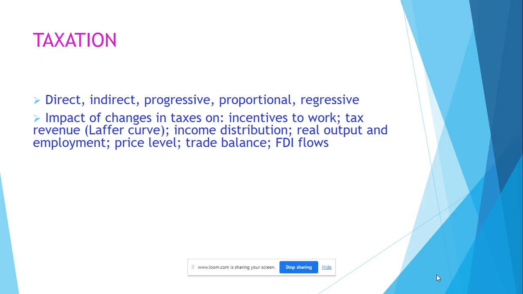And then taxes can be progressive, proportional, or regressive. Progressive means as your income increases, you pay a higher proportion of your income in tax. Proportional means as your income increases, you pay the same proportion in tax. Regressive means as your income increases, you pay a smaller percentage of your income in tax. The UK income tax system is progressive. UK VAT is a proportional tax. And if you have a tax where as your income increases, you pay less in tax, that would be regressive.